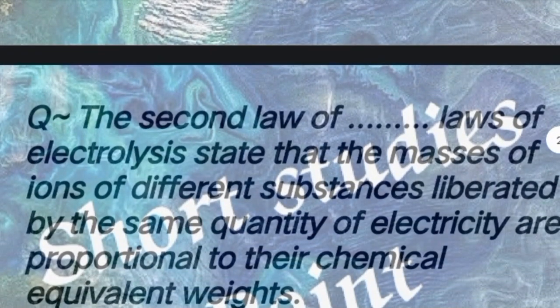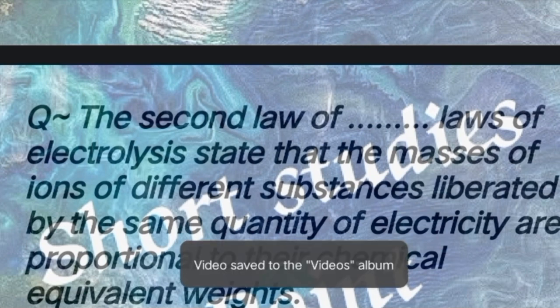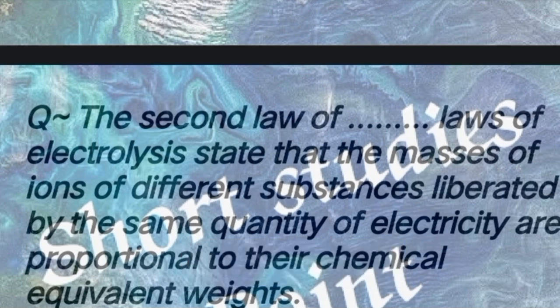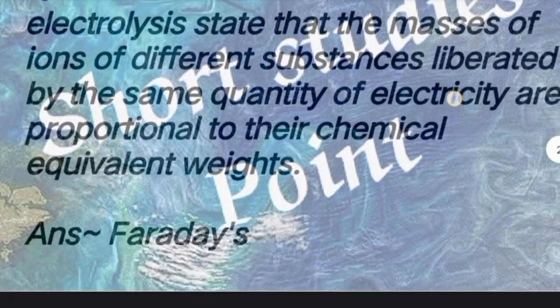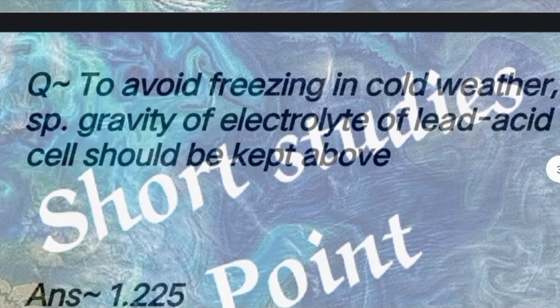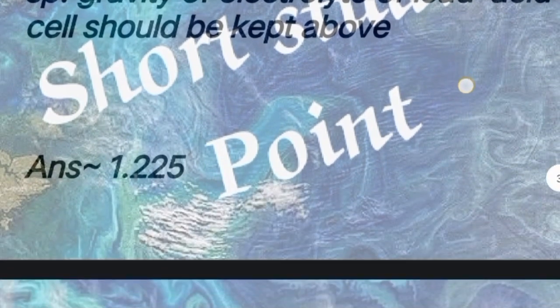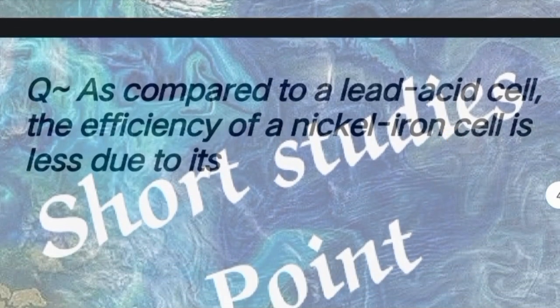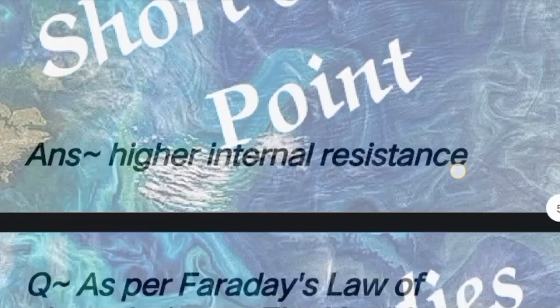Next question: the second law of dash laws of electrolysis states that the masses of ions of different substances liberated by the same quantity of electricity are proportional to their chemical equivalent weights, answer Faraday's law. Next question: to avoid freezing in cold weather, specific gravity of electrolyte of a lead acid cell should be kept above, answer 1.225. Next question: as compared to a lead acid cell, the efficiency of nickel iron cell is less due to its, answer higher internal resistance.